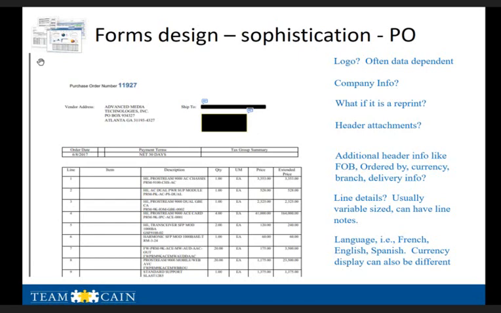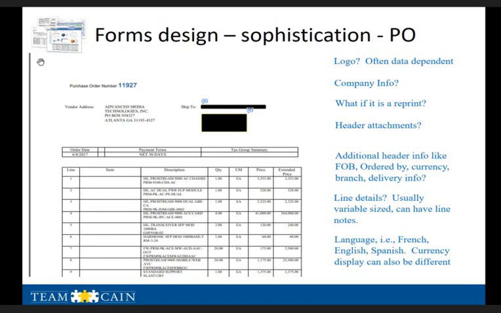So using that as a starting point, when we're looking at forms design and sophistication, purchase orders are a classic example of that for JD Edwards customers. Most want a logo on it, and oftentimes that's data dependent. There is information on here for the company, and again, that's often data dependent, or the branch plant information. What if it's a reprint? You probably want to have something on there like a watermark that says reprint. There are often attachments or notes attached to the purchase order at the header level.